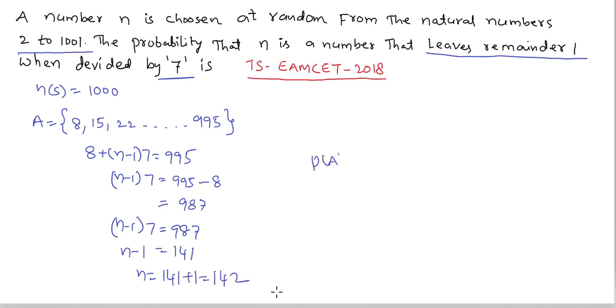Therefore P of A is equal to n of A by n of S. Here n of A is 142 by 1000, that is equal to 2 cancel, 71 by 500, that is 71 by 500.